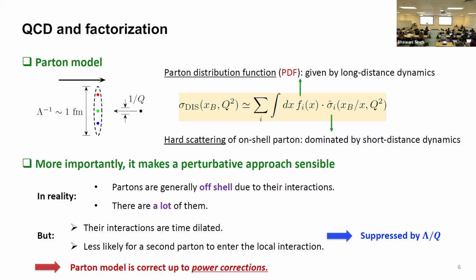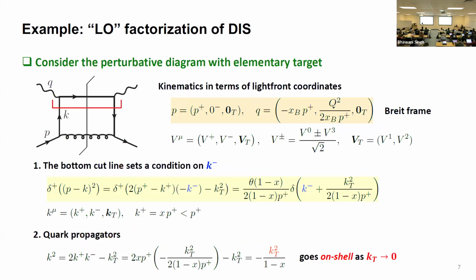So that means the correction to this formula should be suppressed by the soft scale of QCD over this hard scale Q. And that tells us what we should be looking for when we derive the factorization formula from the theoretical point of view. It's that the parton model should be correct up to power corrections. And that's a great starting point. So let me give you some examples. I will mostly flash through all these formulas so you can get some ideas, but you should not be expecting that you can do all this calculation in your mind as I go.